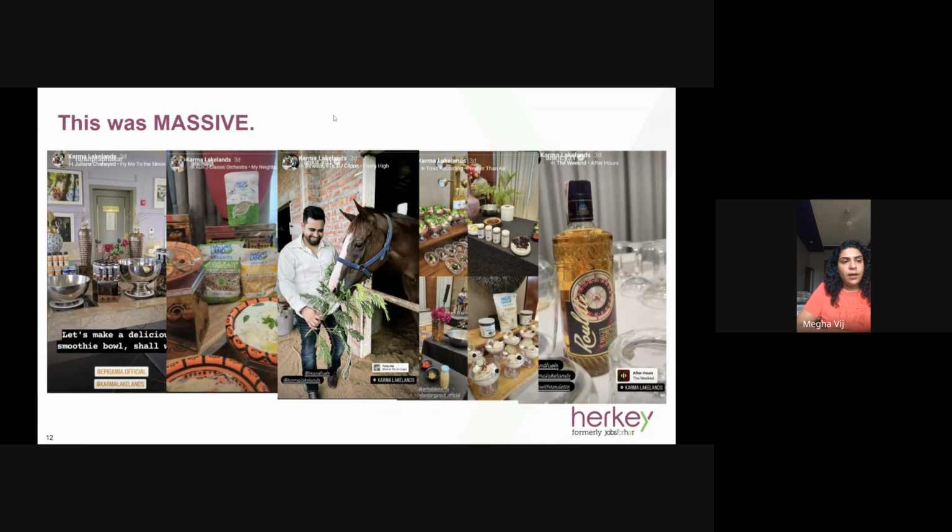Yeah. This was a massive event. You could see there's this guy who's standing with a horse, because Karma is a place that has its own animal farm. It has its own honey making and beeswax making section. It has its own ballroom where we did the layout of the food.